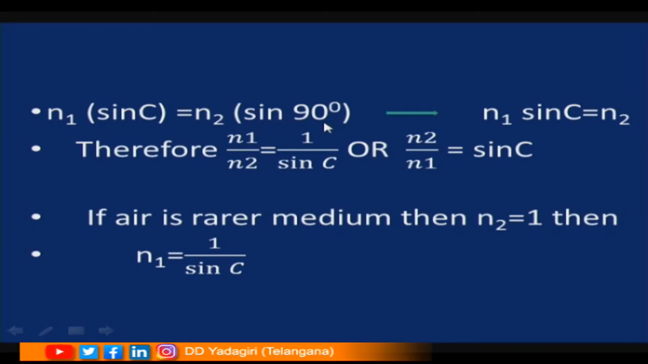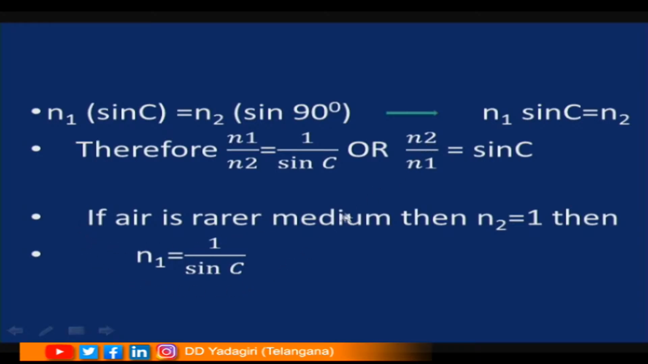This we can learn in mathematics. Therefore, n1 by n2 is equal to 1 by sin c, or n2 by n1 is equal to sin c. Here n2 is the refractive index of the second medium, and n1 is the refractive index of the first medium. Always consider that n2, the second medium, is the medium where the refraction of light takes place, and n1 is the medium where the incident light is present. The incident medium is the first medium and the refracted side medium is the second medium.